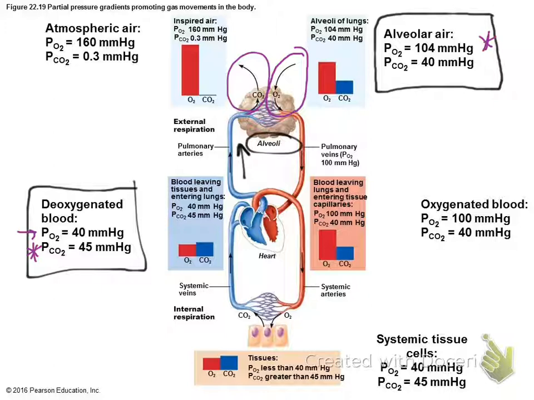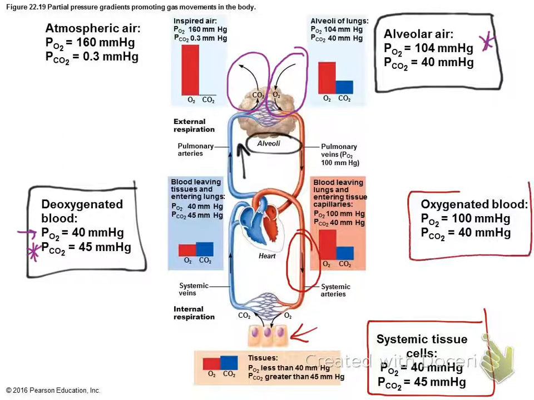If we were to do a similar kind of comparison and look at the systemic circuit, we need to compare the partial pressure values that we find in the tissues to the blood that's being brought to them, so the oxygenated blood. And in this case, where are we going to see a higher partial pressure for oxygen? In the blood, exactly, right? 100 is definitely bigger than 40. So how's the oxygen going to move? Yeah, out of the blood and into the tissues.